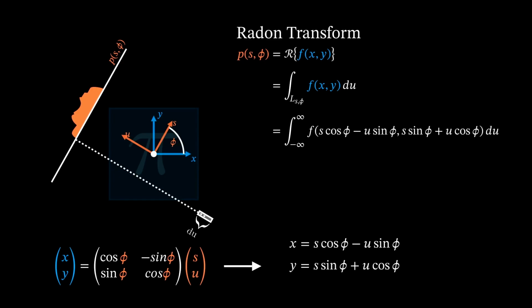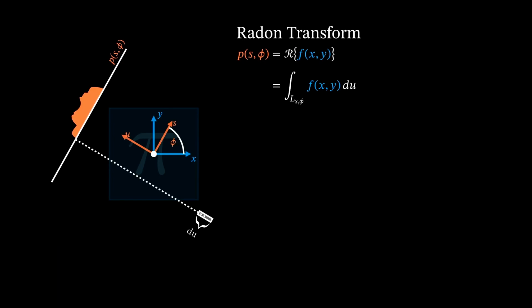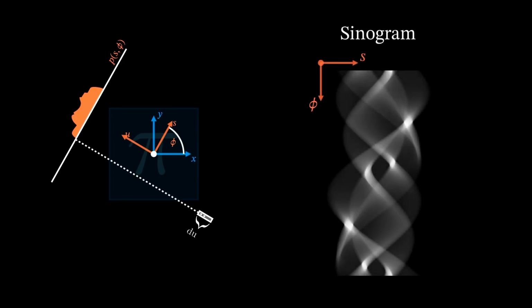Lastly, by solving x and y for the variable s, we can describe s by x, y, and phi. This yellow-framed formula is a take-away information from this scene and will be used later. Now we also have enough knowledge to put a coordinate system onto the sinogram, that is s on the horizontal axis and phi on the vertical axis.